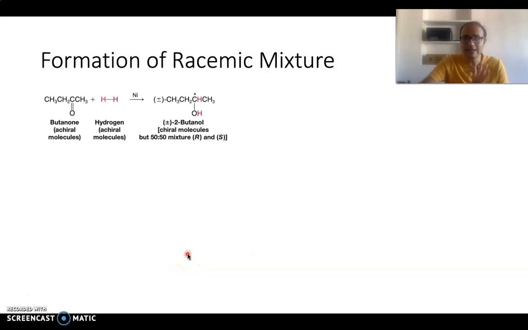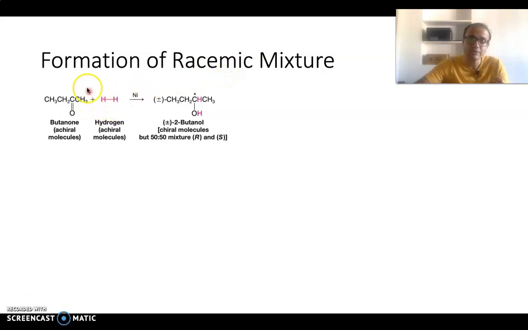Now, I'd like to elaborate on what we mean by a racemic mixture. What do we mean by the formation of a racemic mixture? Basically, a racemic mixture is nothing but a mixture which contains equal amounts of the plus isomer as well as the minus isomer. But here, since we are talking about the synthetic aspect, I'm saying one of the drawbacks of asymmetric synthesis is the formation of a racemic mixture. Now, how does that happen?